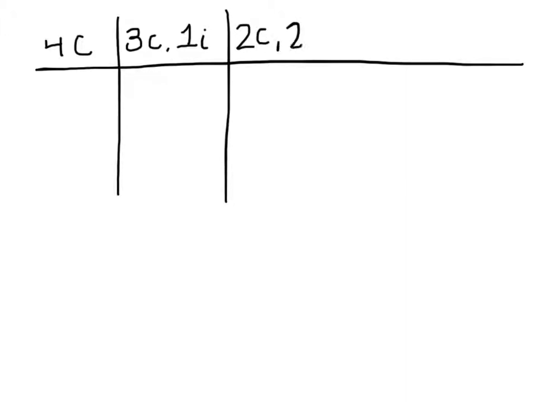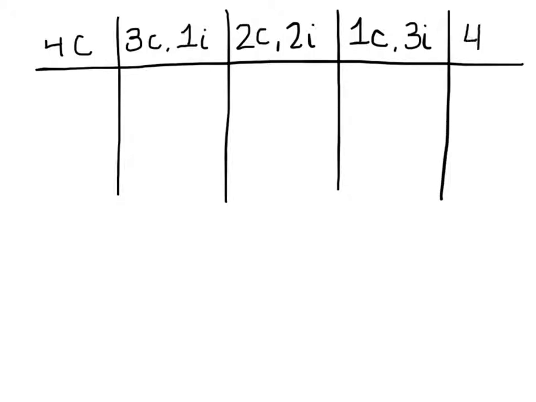So I know that I could get all 4 correct, which would give me a score of 100%. I could get 3 correct and 1 incorrect, which would give me a score of 75%. I could get 2 correct and 2 incorrect for a score of 50%. I could get 1 correct and 3 incorrect for a score of 25%, or I could get all of them incorrect for a score of 0%.